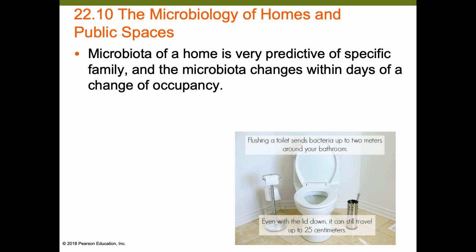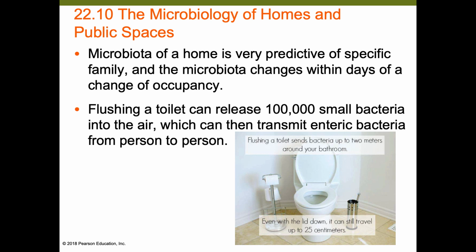And then I'm going to leave you with this. Flushing a toilet can release 100,000 small bacteria into the air, which can then transmit enteric or fecal bacteria from person to person. So if your roommate flushes with the toilet seat up, you should keep your toothbrush in your room. Because that's where it's going to land, right on your toothbrush. 2 meters around your bathroom. So next time you clean your bathroom, don't forget the walls and the ceiling.